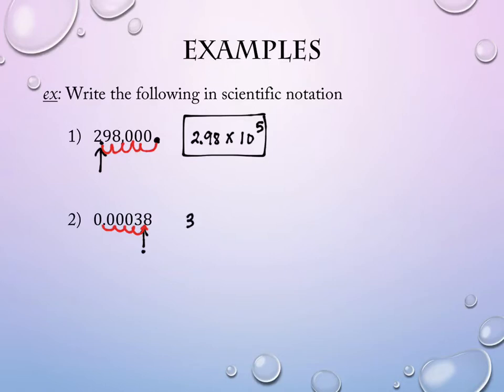So this is 3.8 times 10 to the 4th. Was the original number small or big? Small. So will my exponent be positive or negative? Negative. And I'm done.